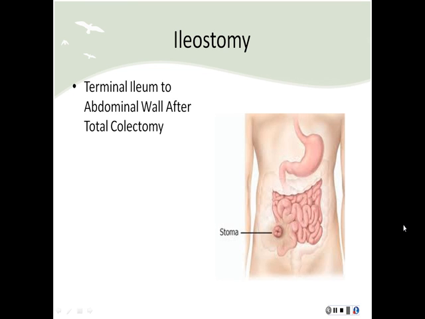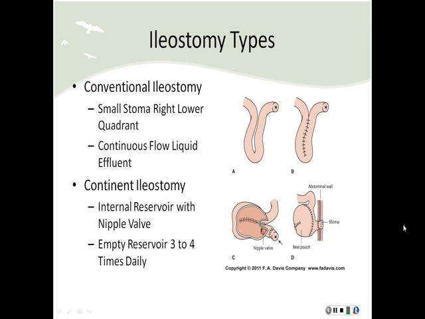So ileostomies, this is where the terminal ileum is brought to the abdominal wall after a total colectomy. And there are two different types of ileostomies that can be formed. So the conventional ileostomy is an incontinent ostomy, and as implied by its name, the continent ostomy or ileostomy, such as a Kock pouch or Barnett pouch, is an internal reservoir where content collects, and then the patient is instructed to empty the reservoir 3 or 4 times a day.